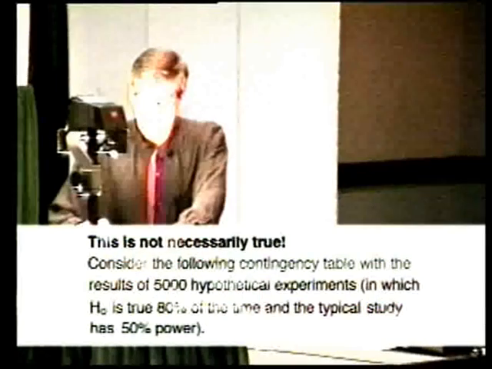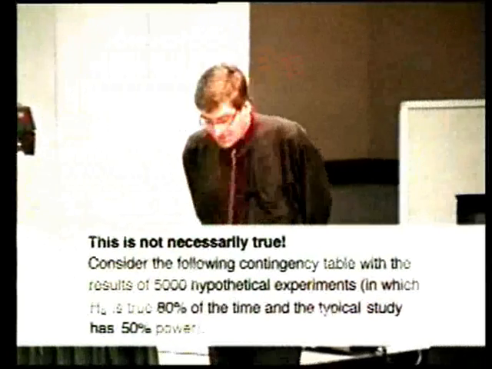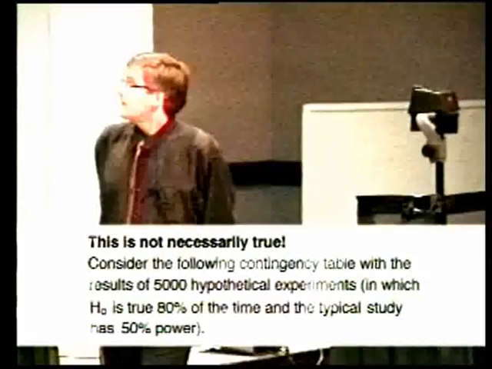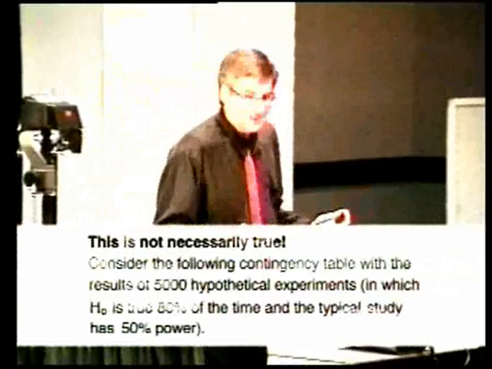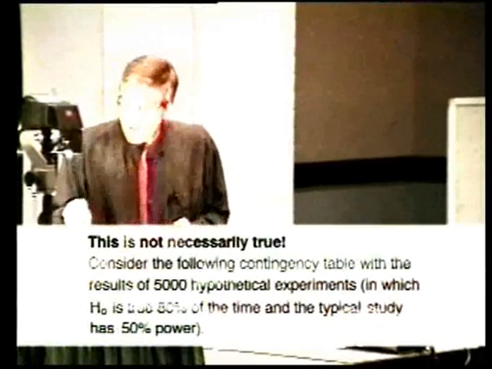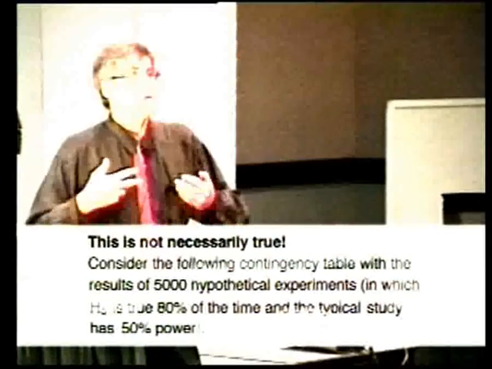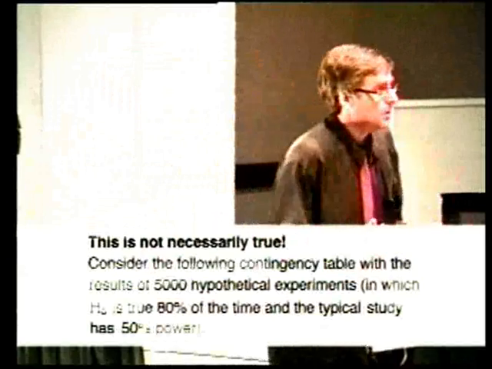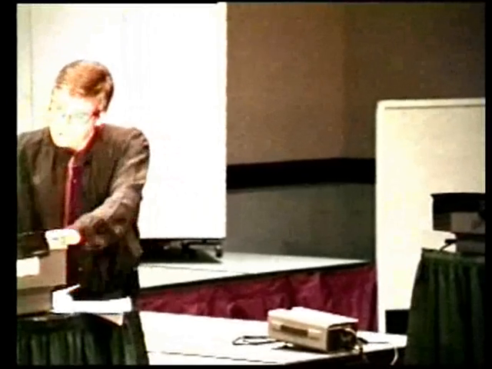Well, in fact, this is not necessarily true. And consider the following contingency table. This is due to a fellow by the name of Pollard. Let's assume we have 5,000 hypothetical experiments in which the null hypothesis is true 80% of the time, and in which a typical study has 50% power. In other words, the probability of a study getting a significant result if the null hypothesis is false is 50%. And that's consistent with several analyses of power of studies in psychological research.